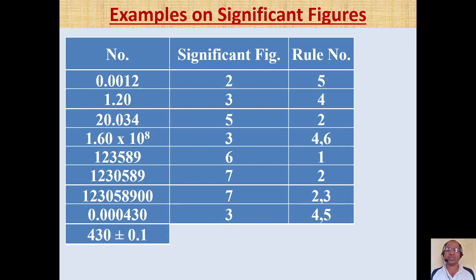The number 430 plus minus 0.1. So it is specified with the least count. Whenever a number is specified with least count, like plus minus 0.1, generally we say that if a number is given as 430, the terminal 0 without decimal will not be significant. So 430 would have 2 significant figures, but it is specified with a least count. So in this case it will have 3 significant figures.